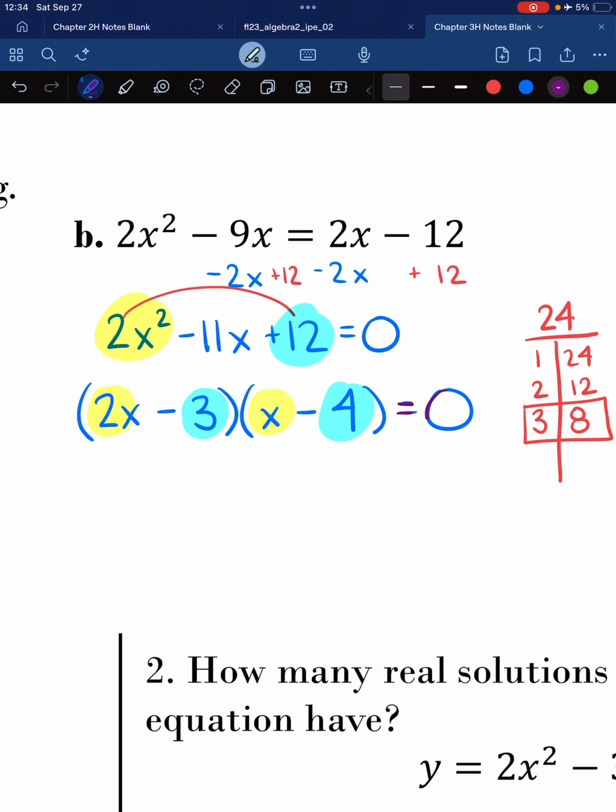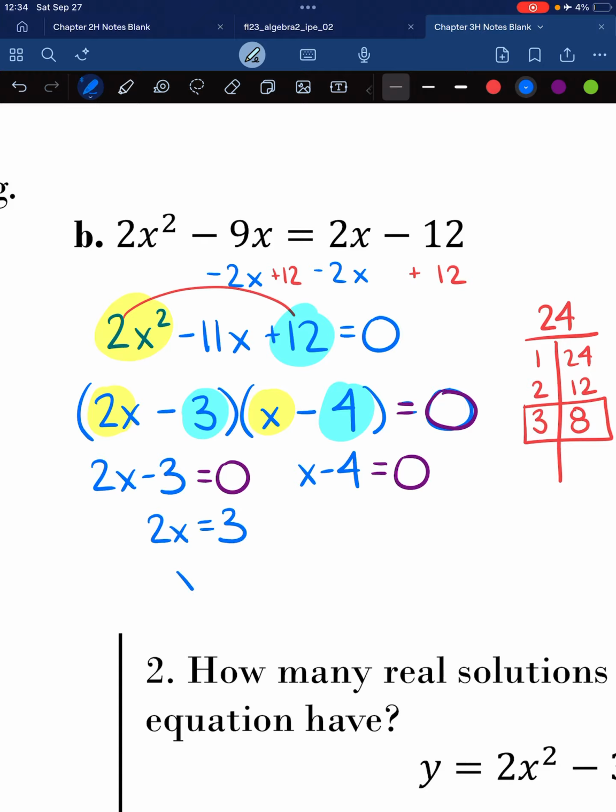Okay, so then I can go ahead and use that zero product property that says if two things multiplied equal 0, one of them has to be 0. So it's either 2x minus 3 or x minus 4. Okay, so 2x equals +3. X is either 3/2 or +4.